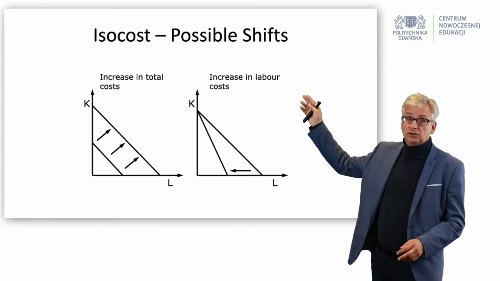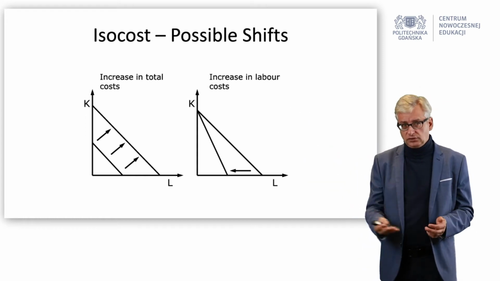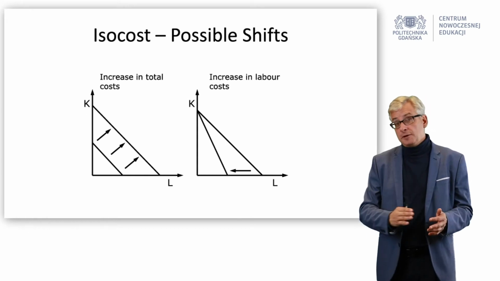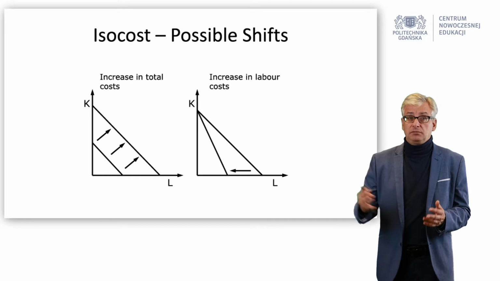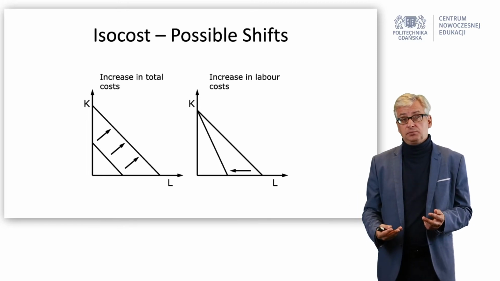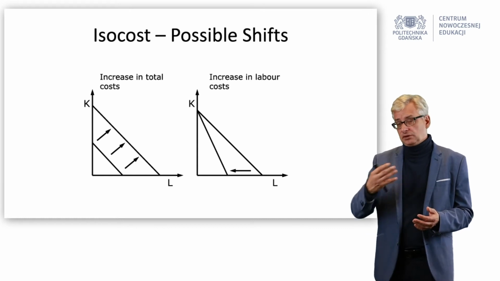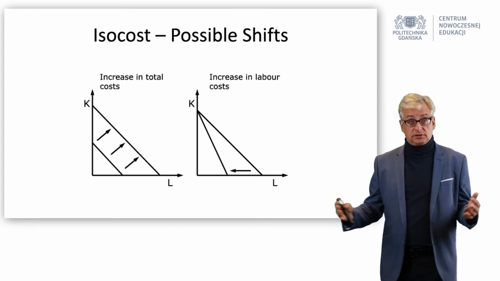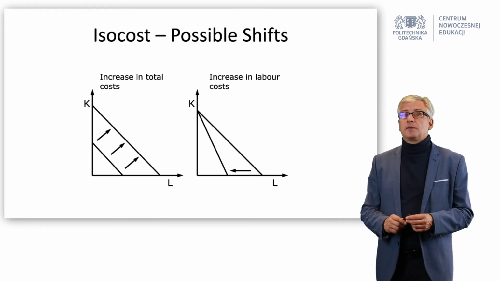So you can see here the increase in total cost, right? When you get additional money for your kind of producing budget, right? Then the whole isocost shifts outwards, meaning you have more money at your disposal. You can employ more capital, you can employ more labor. Your boundaries are greater, okay? So you've got kind of more freedom here, right?